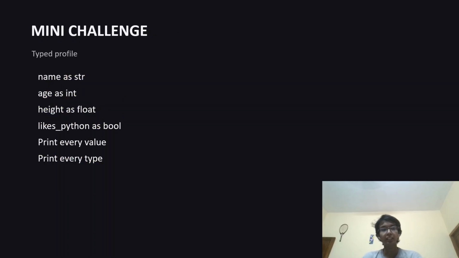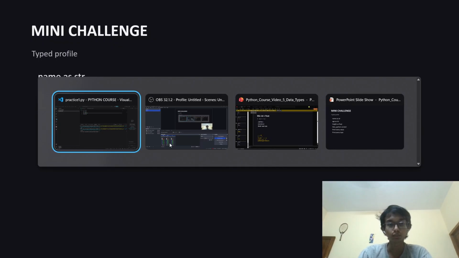And for a mini challenge, guys, we are going to make a type profile. We make a name as string, age as integer, height as float, and likes Python as boolean. We are going to print every value and print the type of every value. Let's do that.